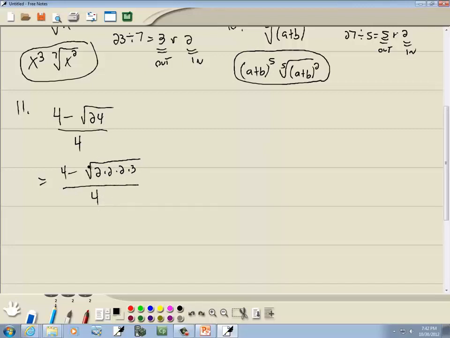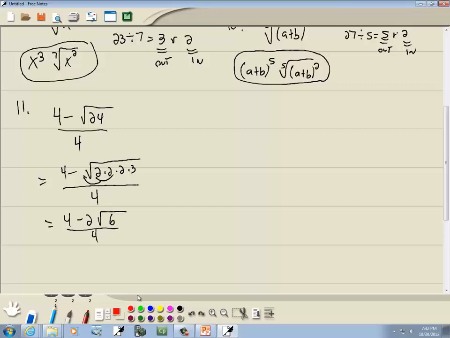Now, this is a square root, so our index is 2, so we're looking for a pair of somethings. Here's a pair of 2's, so that's going to come out in front as a single 2. So we've got 4 minus 2, and then we're left with 2 times 3 inside, which is 6. We can only bring something out if it's a pair, like a pair of 2's, pair of 3's.